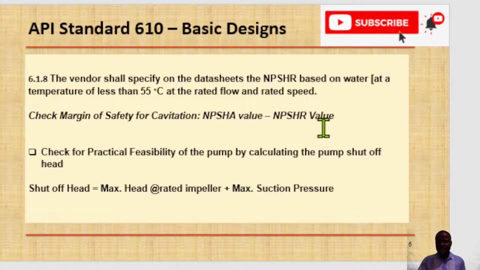The shut-off head is calculated as the sum of the maximum head at rated impeller and the maximum suction pressure. Don't forget, your shut-off head will be determined by the expression of the sum of maximum head at rated impeller and the maximum suction pressure. So this is the expression for the shut-off head. Okay?